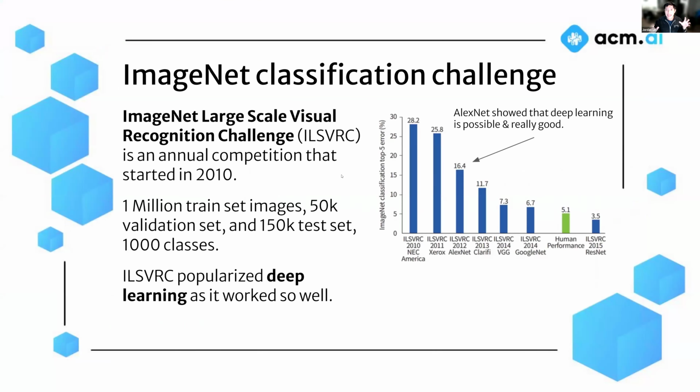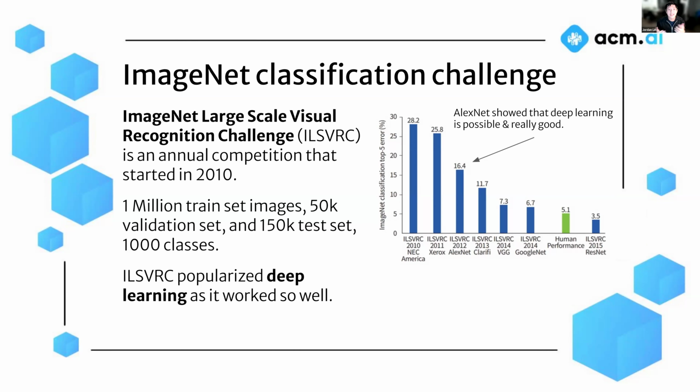ImageNet is a classification challenge. For those of you in the applied track, we looked at MNIST and CIFAR-10. ImageNet is basically a really huge version of it. It's a huge classification challenge that started in 2010. There are 1 million training set images, 50,000 validation set images, and 150,000 test set images. Basically, the organizers will release all images from all three sets, but they will not release the labels for the test set.